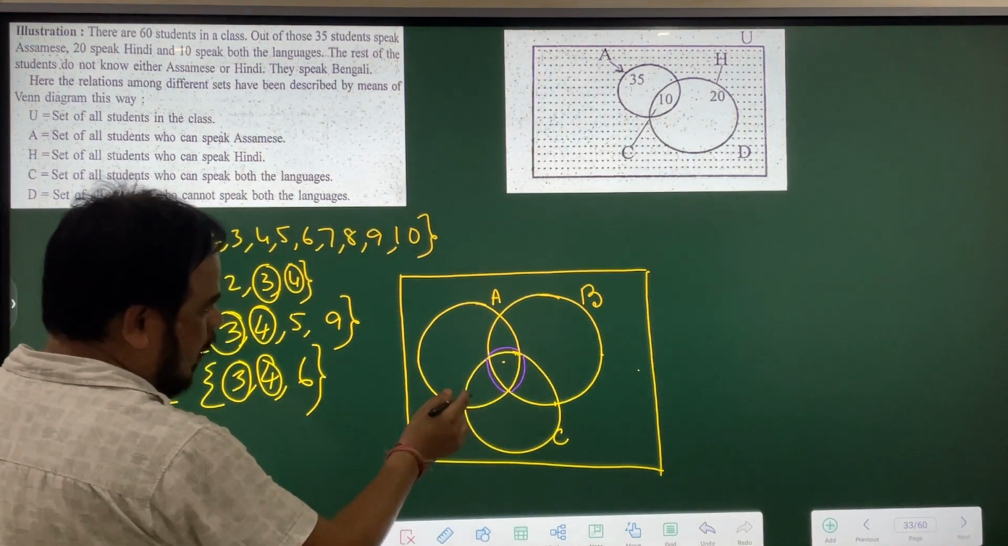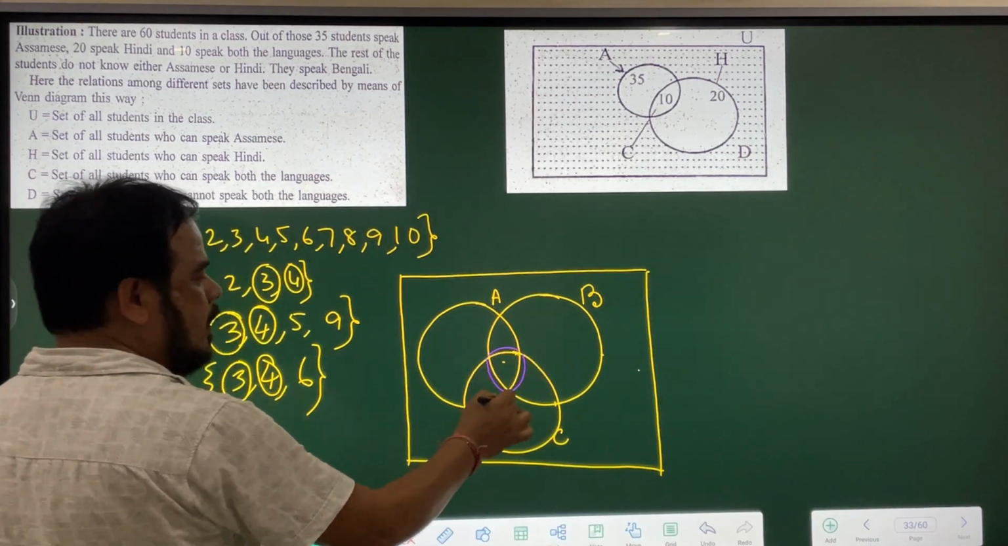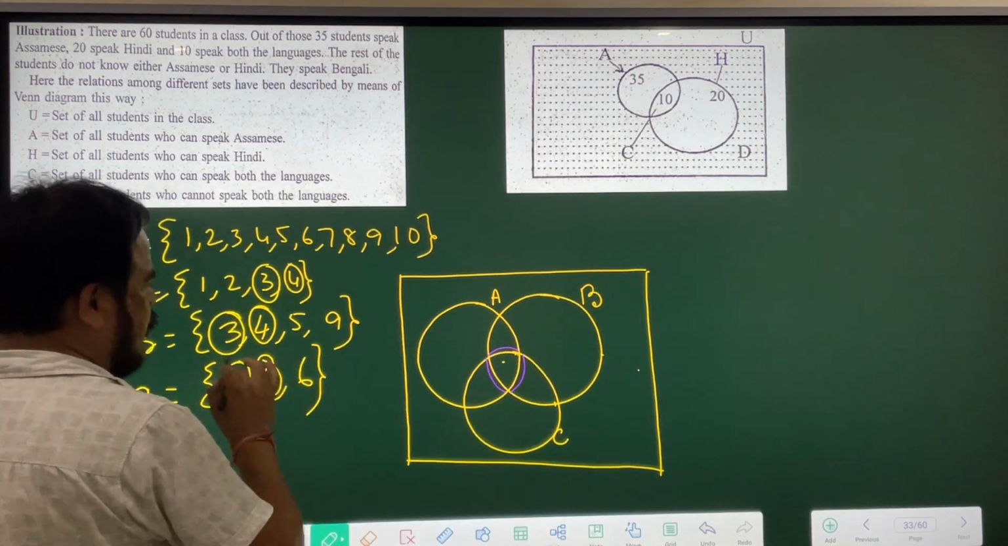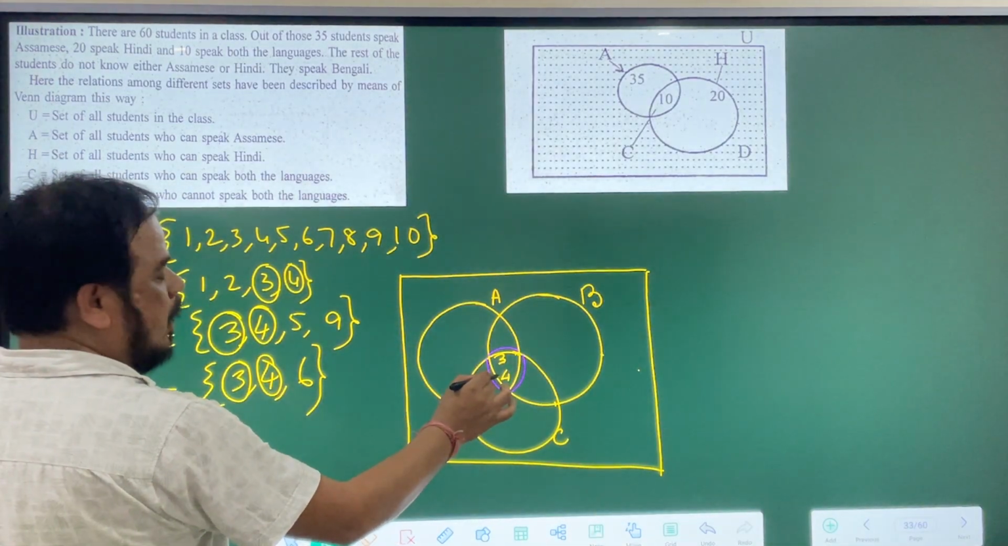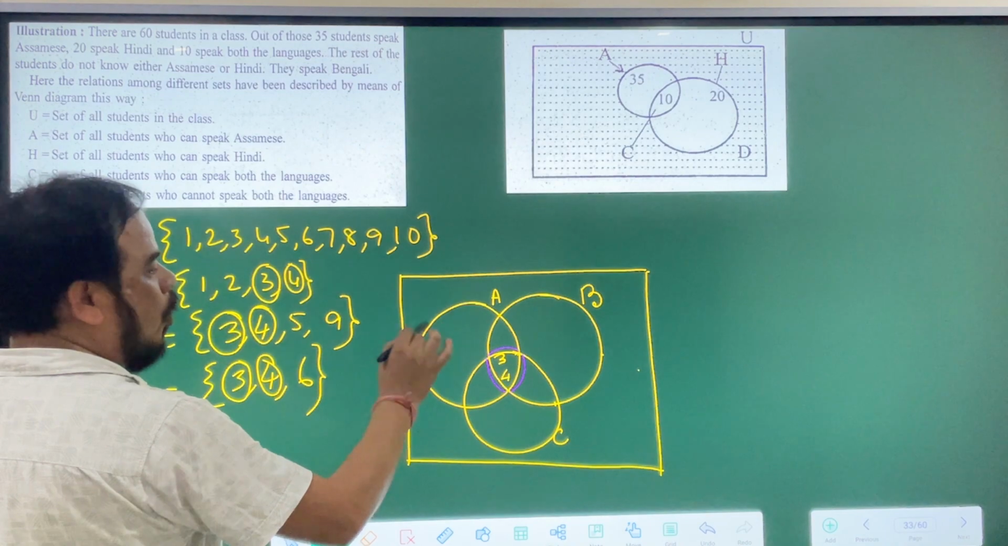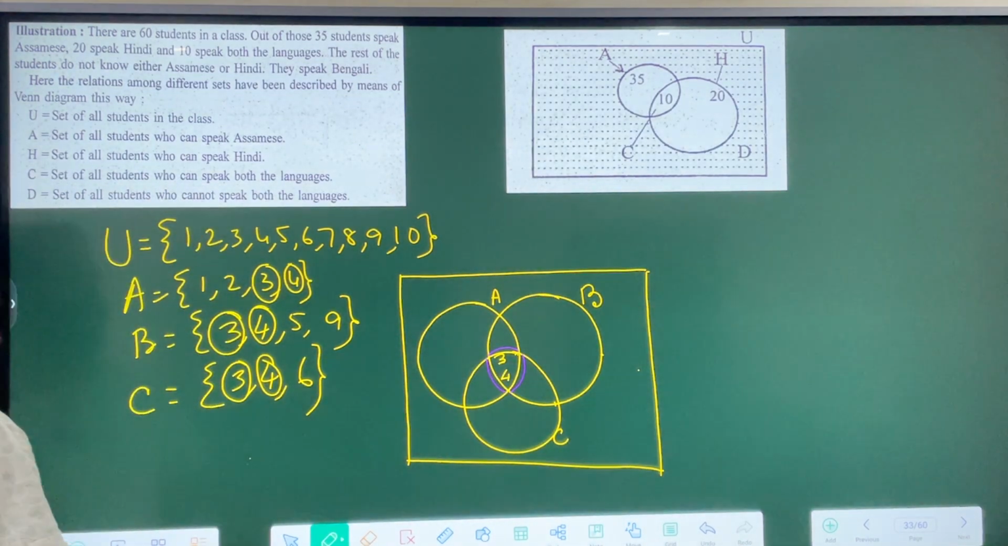This place is for A and C. This place is for B and C. I hope you understand. Now let us do first this one. 3 and 4, because these two elements are common for all the three sets. So this is the common for all three.